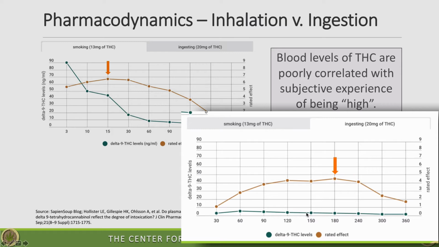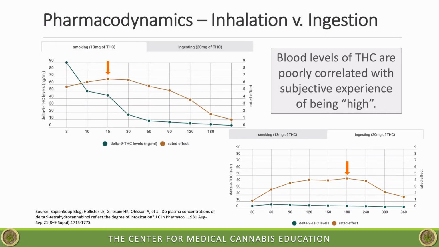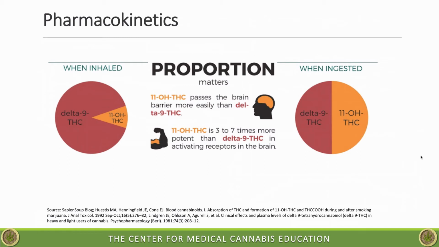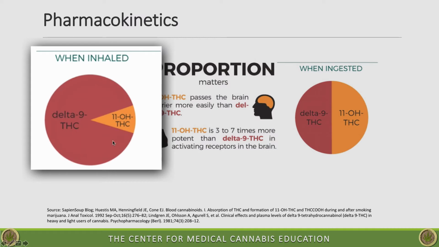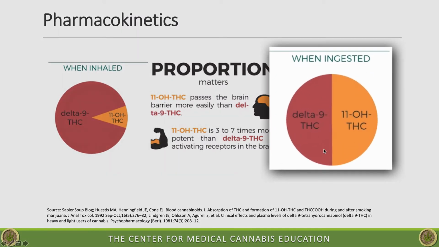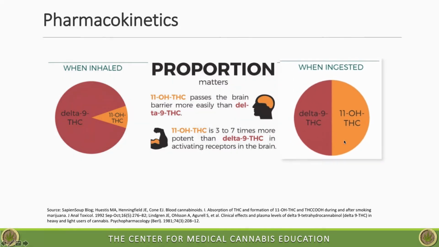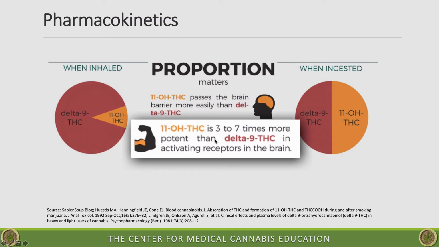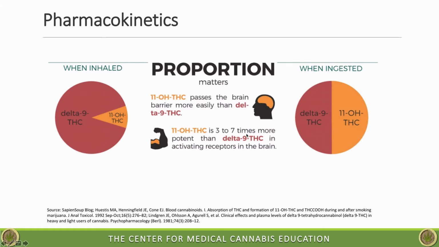This slide does not include 11-hydroxy-THC, which is more potent than delta-9, and this is the metabolite that is largely responsible for the differences in effects when cannabis is ingested. This slide describes the proportion of delta-9 and 11-hydroxy-THC when cannabis is inhaled versus ingested. On the left here, we have the profile when inhaled, and on the right, we have the profile when ingested. These two are basically in a 1-to-1 ratio with one another during ingestion, but 11-hydroxy-THC is up to 7 times more potent than delta-9. And as a result, this ingested effect is usually an effect that's mediated by this particular metabolite, whereas the inhaled effect is mediated by delta-9 THC.